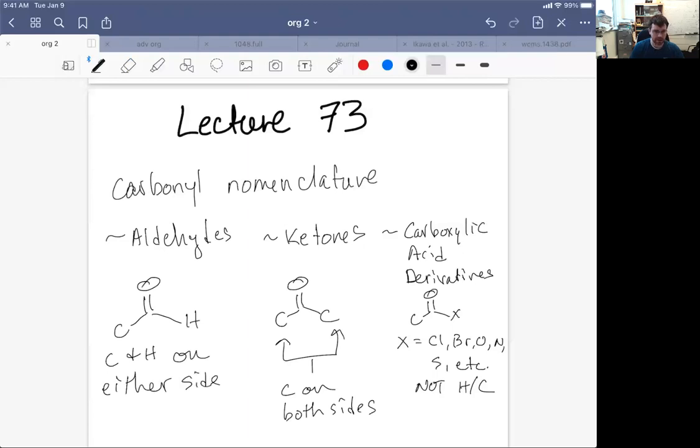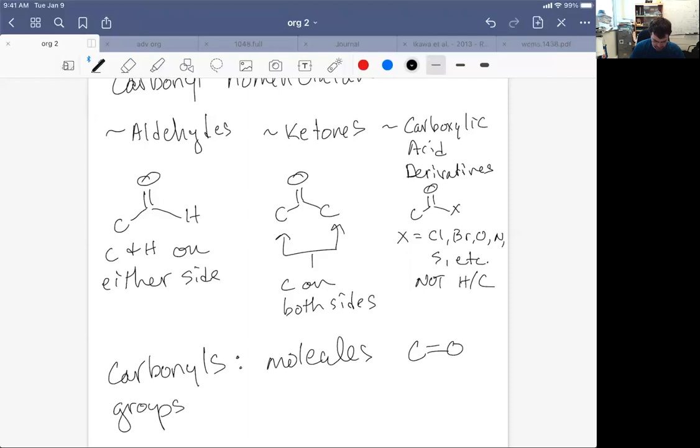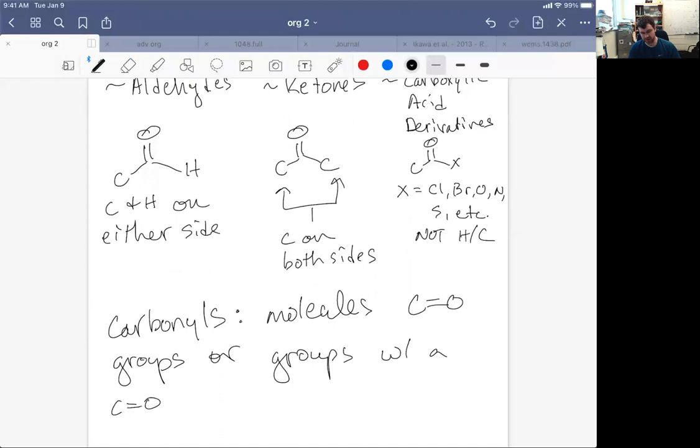And maybe I should back up a minute and just say, a carbonyl, let's just back up for a second. Carbonyls are molecules with CO double bond groups, but it's also groups with a CO double bond. So we could say a carbonyl group or a carbonyl molecule. It could be the whole thing, it could be the functional group, or better yet, a position within a molecule.